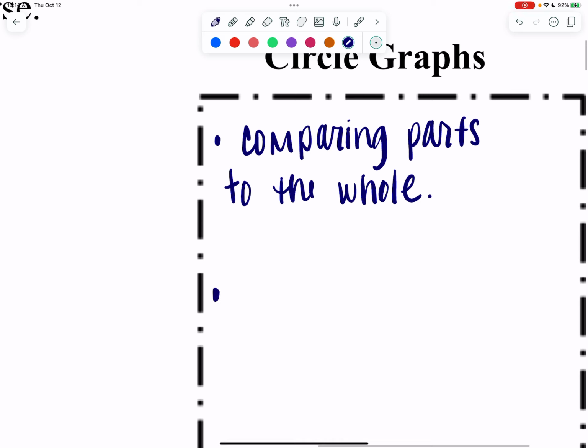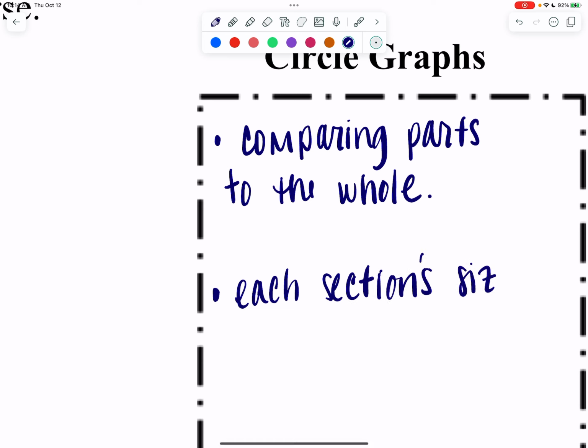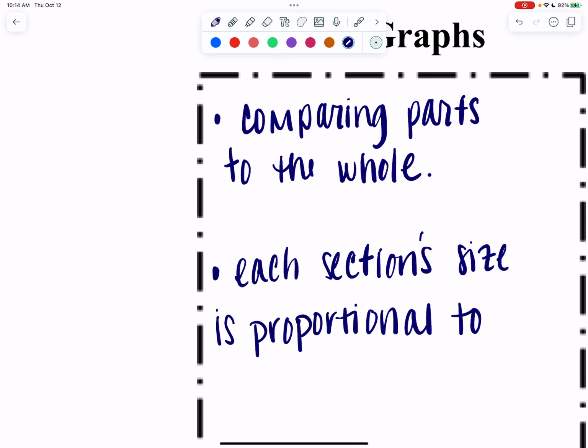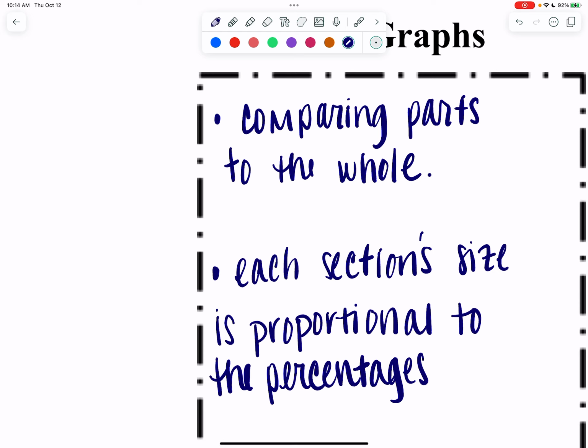When you make a circle graph, each section size is proportional to the percentages they represent.